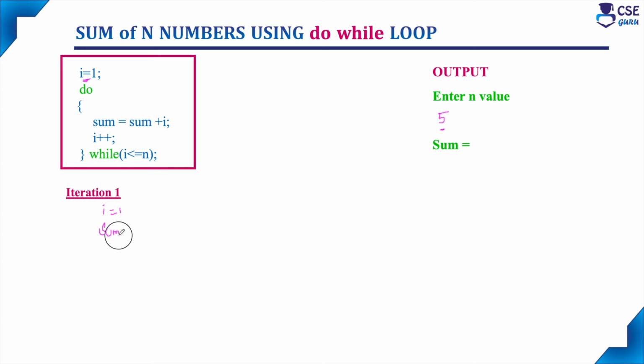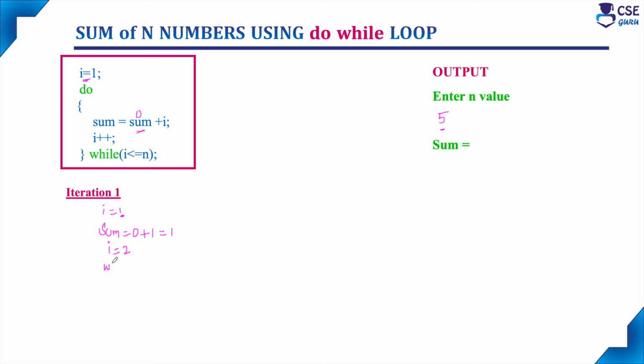So sum is equal to sum plus I. The sum value in our program we have initialized to 0, that is 0 plus the I value, which is 1. So in this iteration we will get the sum value as 1. And then increment the I variable. The I value is previously 1; if it gets incremented by 1, now it is 2.